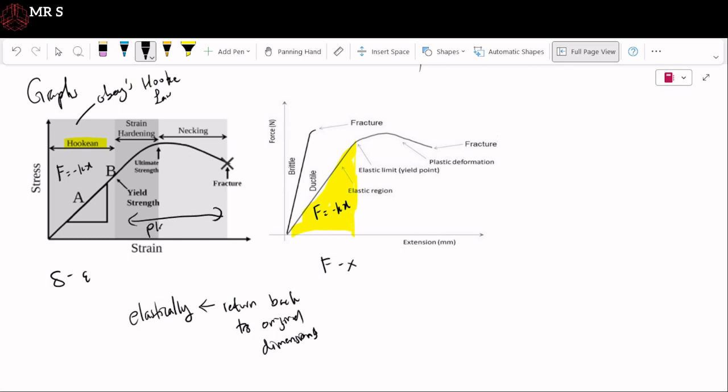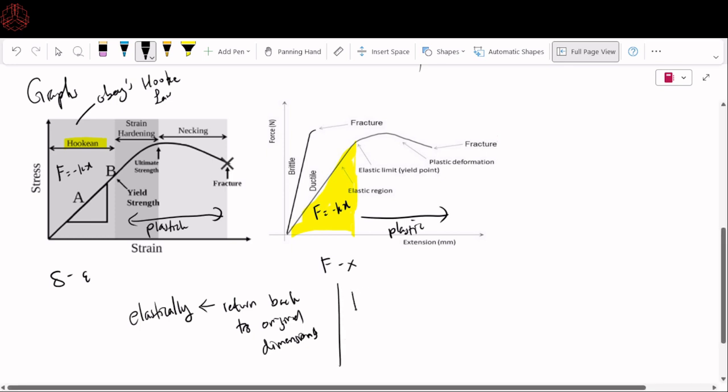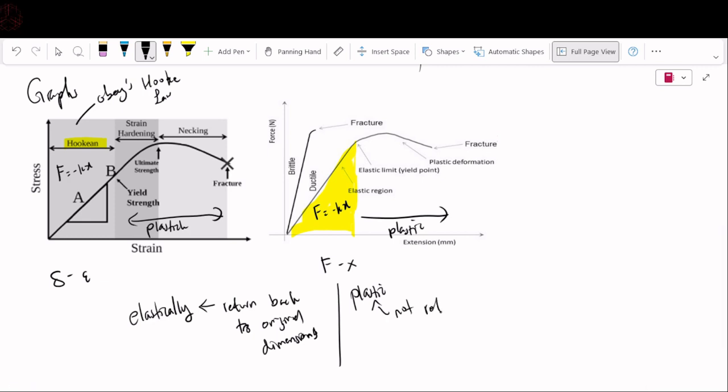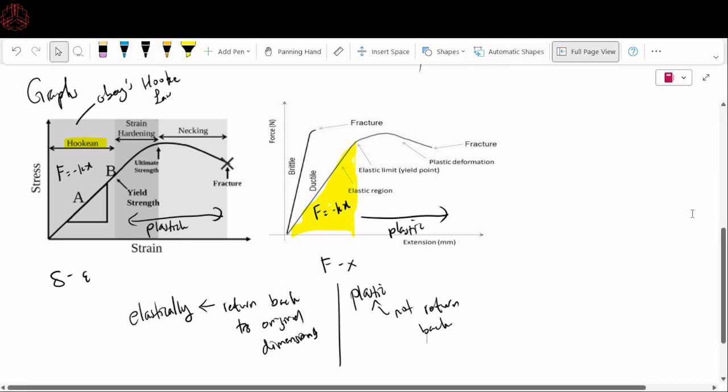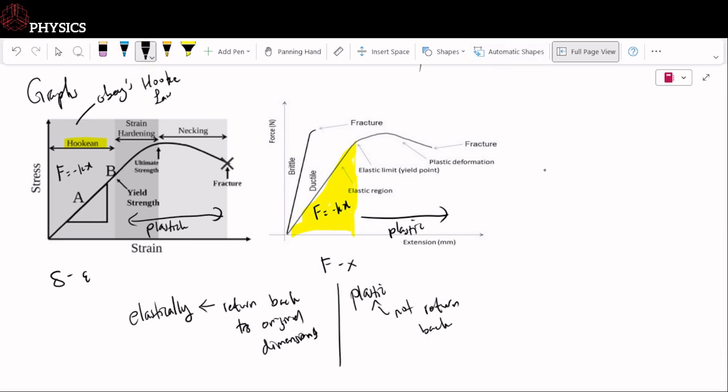But once you pass the elastic region, then you have what we call plastic deformation. So beyond this is plastic. Why do we call it plastic? Because it will not return back. This region is just plastic. And then from experience, if you keep on pulling, let's say on a strip or a rod, eventually what you'll observe is what we call necking. It looks like a neck.